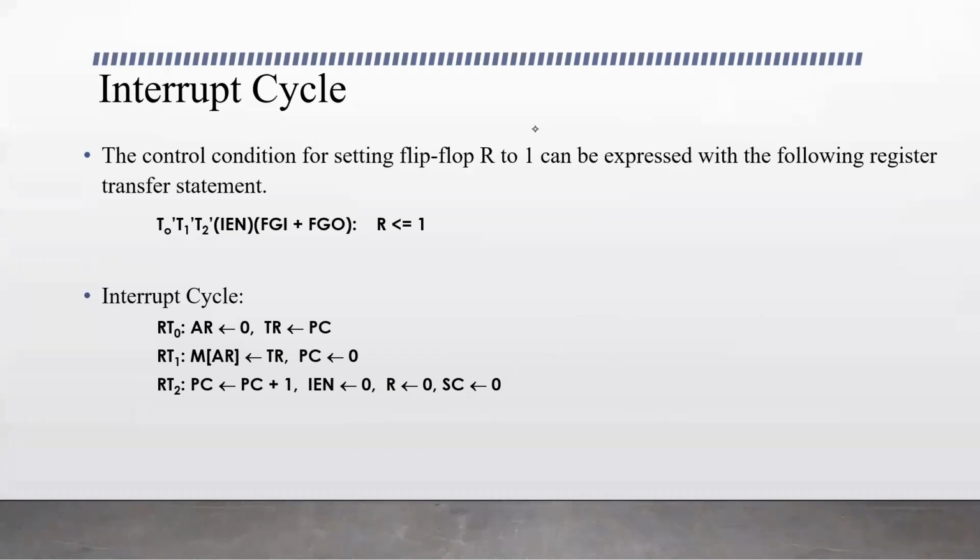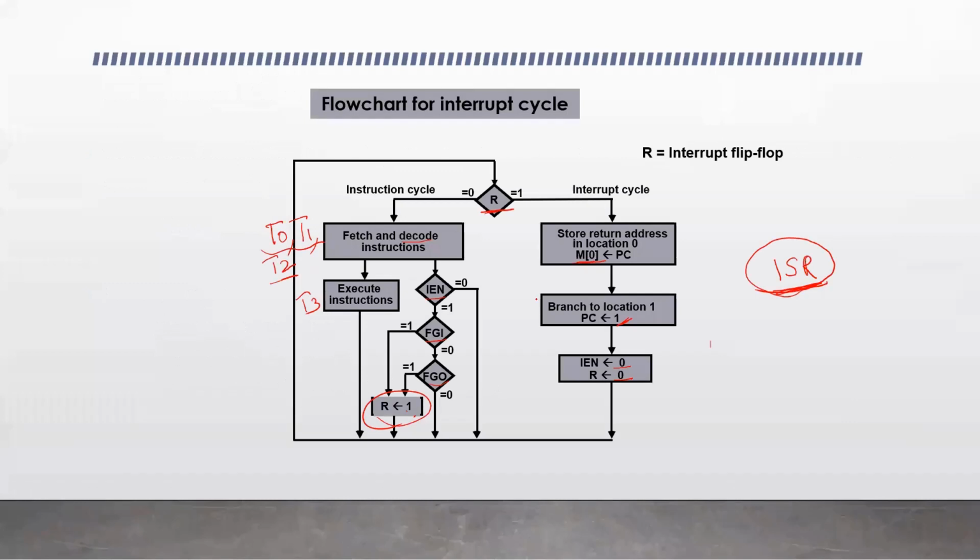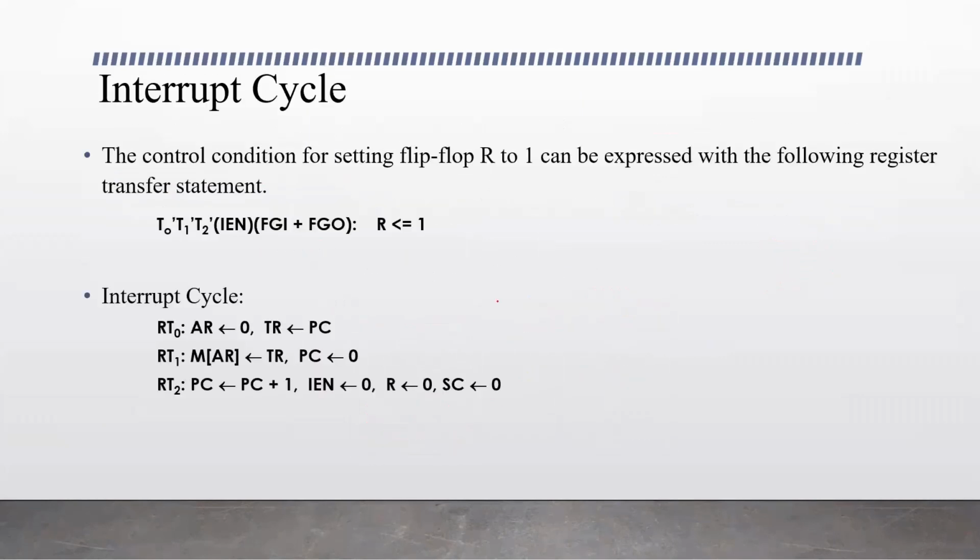Yes, the control condition for setting up the flag R equal to 1. We have learned that depending on the value of R, when it is 0 the instruction cycle is executed, and when it is 1 the interrupt cycle is executed. So when the value of R will be set to 1 depends on these conditions. When T0 is 0, we have given here T0 dash, the complement of T0, is 1. What is T0?